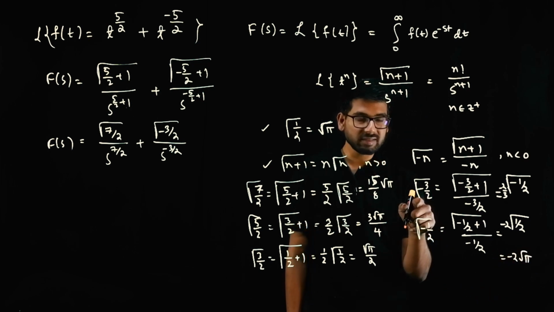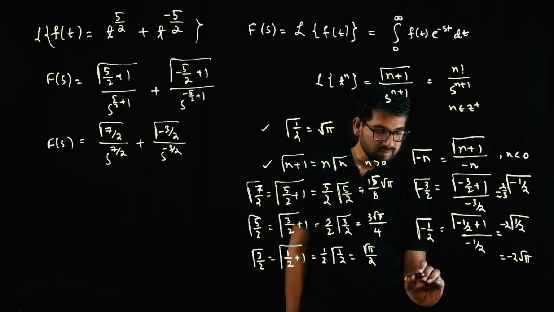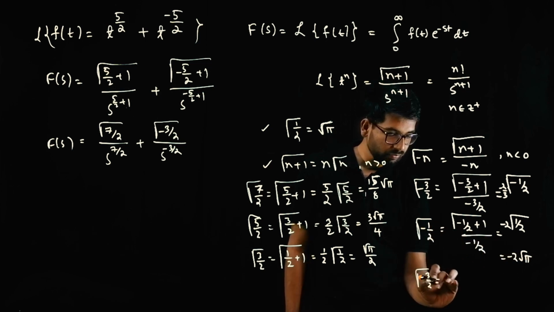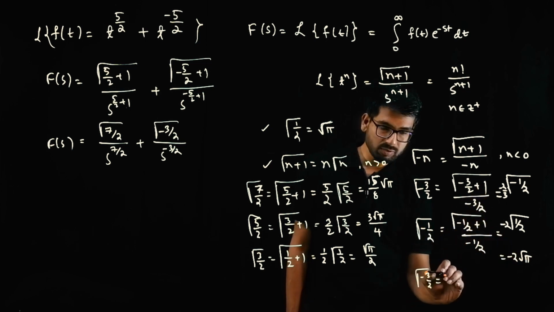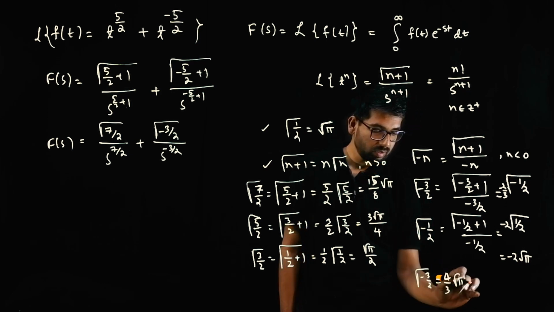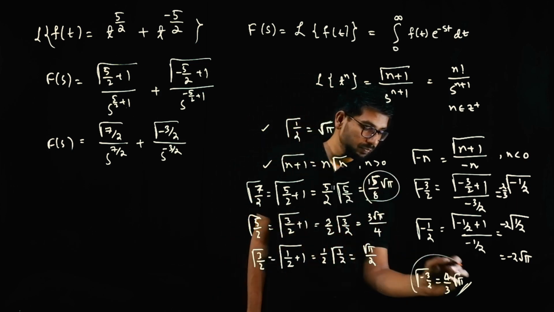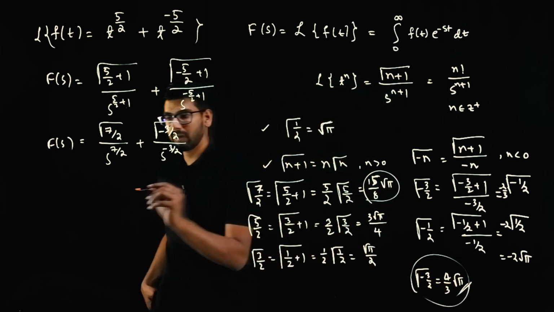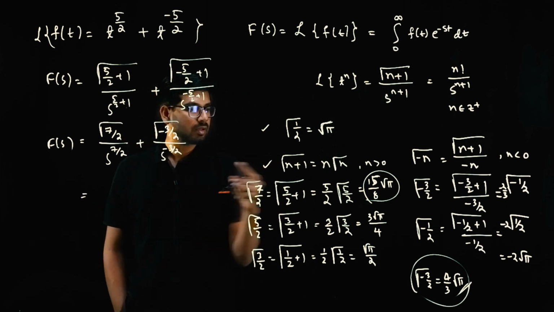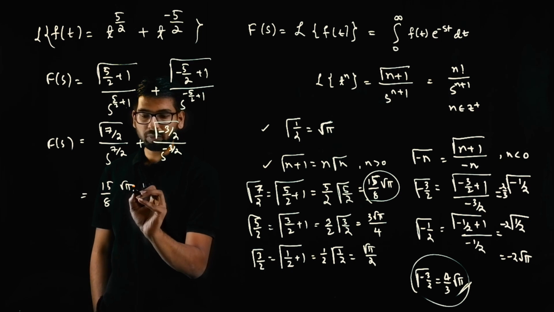So gamma of minus 3/2 is minus 2/3 into minus 2 square root of pi, which is minus 2/3 into minus 2, which is plus 4/3 square root of pi. So this is one value we need and this is the other value we need. Using these two values, I can write gamma of 7/2 as 15/8 square root of pi.